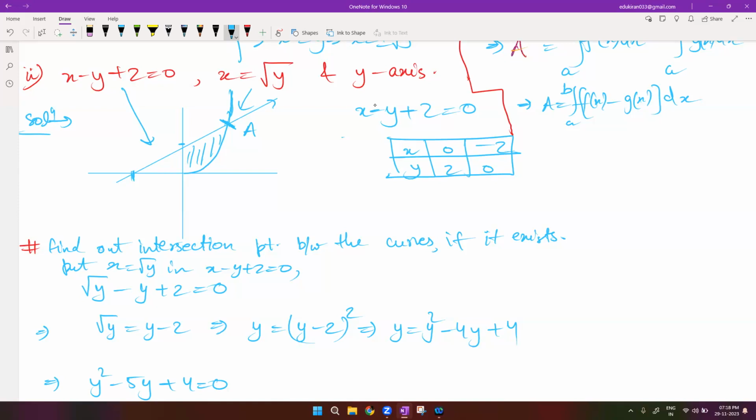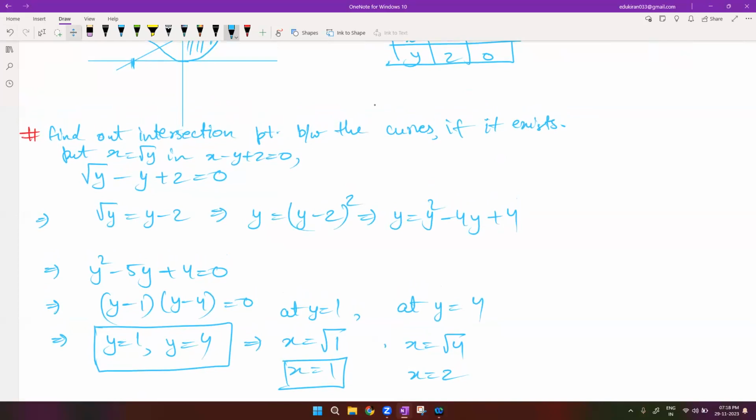So the other point could have been if this curve was whole. If you draw y is equal to x square, then this curve will look like this, right? This curve will look like this. And just a minute.